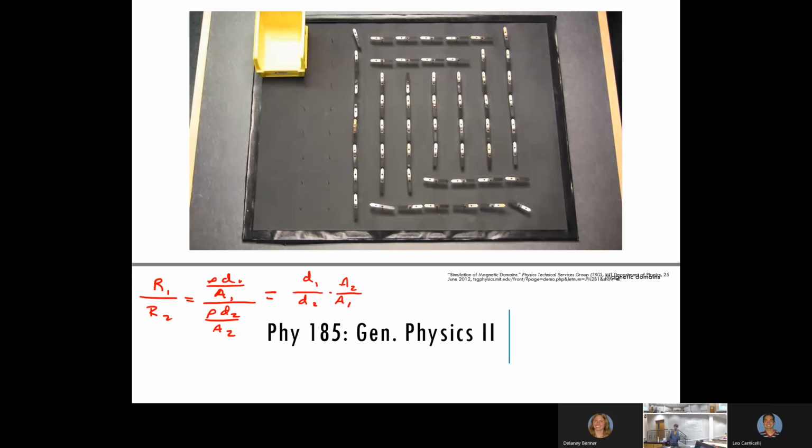So that was the idea I was testing you on: essentially, do you know how the resistance depends on the distance and the areas, the cross-sectional areas?